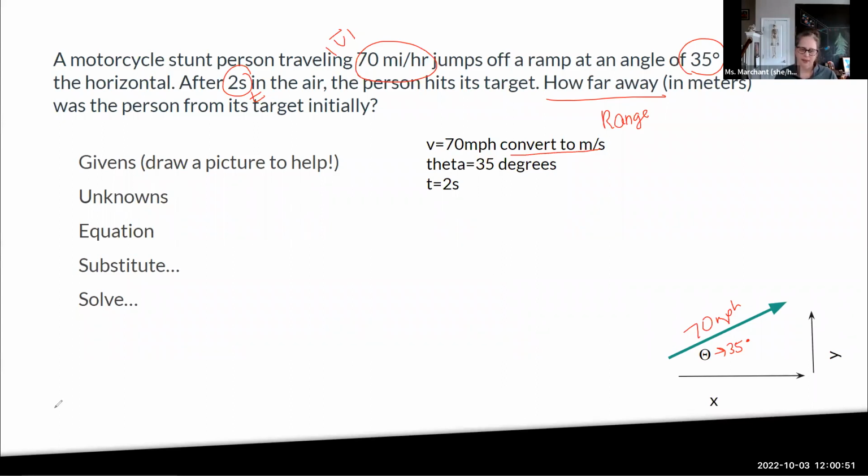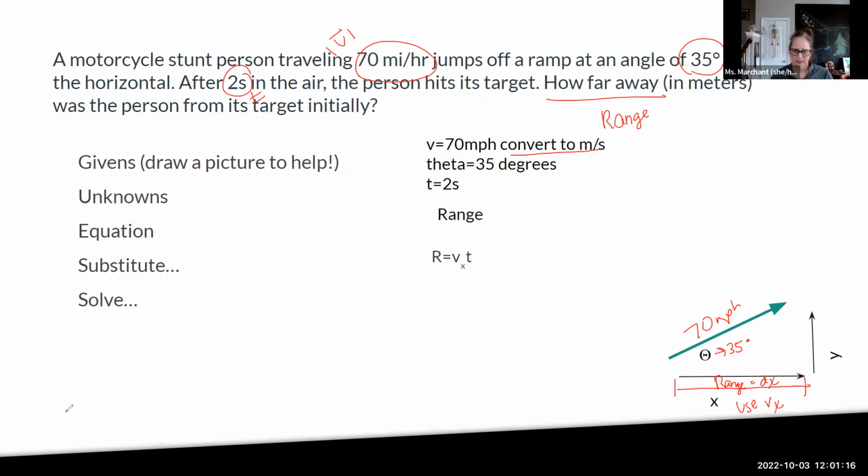Okay, so which one? Range. So that means the range is the x direction. Range is the distance in the x. So what are we going to use? We're going to have to use the velocity in the x. They have to match. If you're using the distance in the y, you need the velocity in the y. That's what makes those equations nice and special.